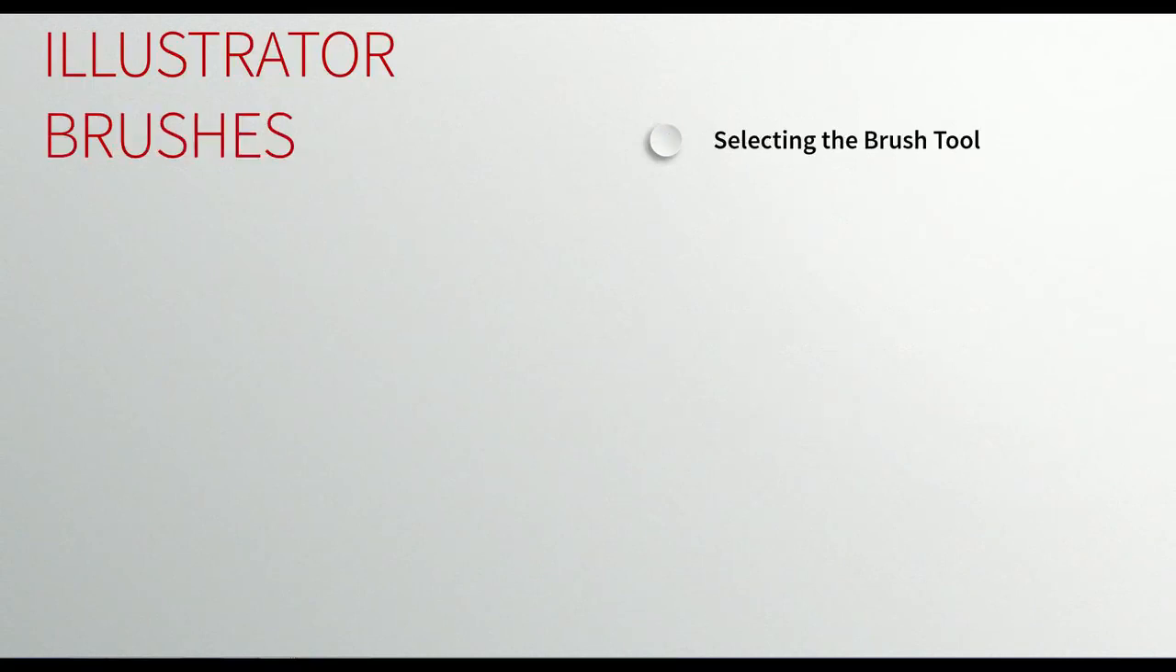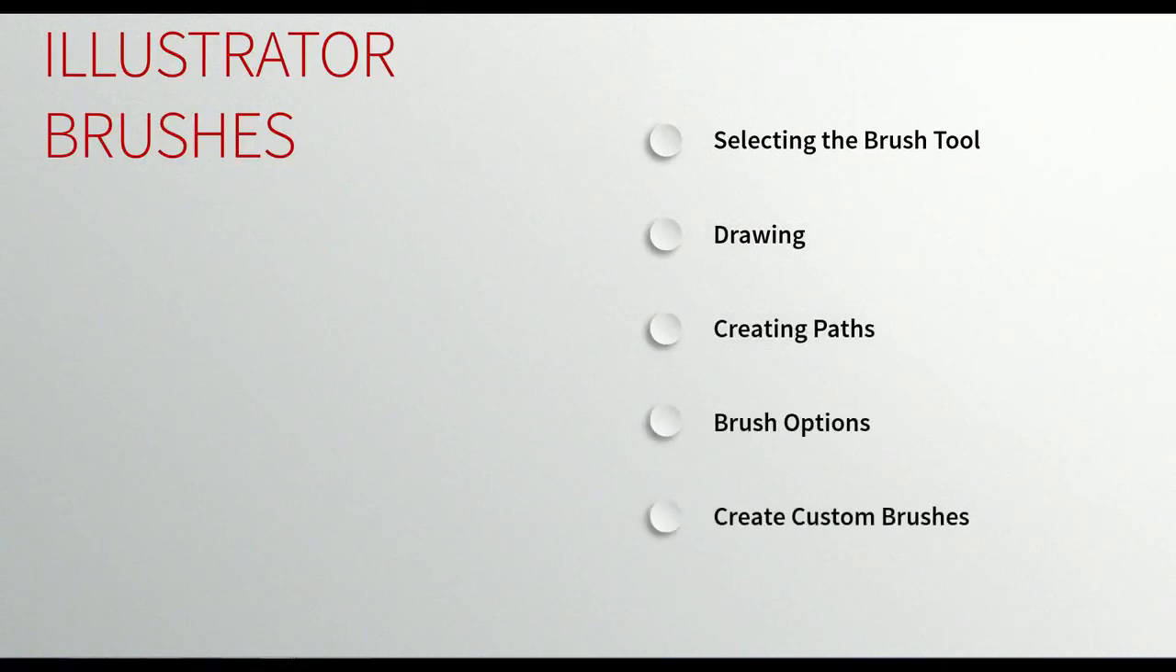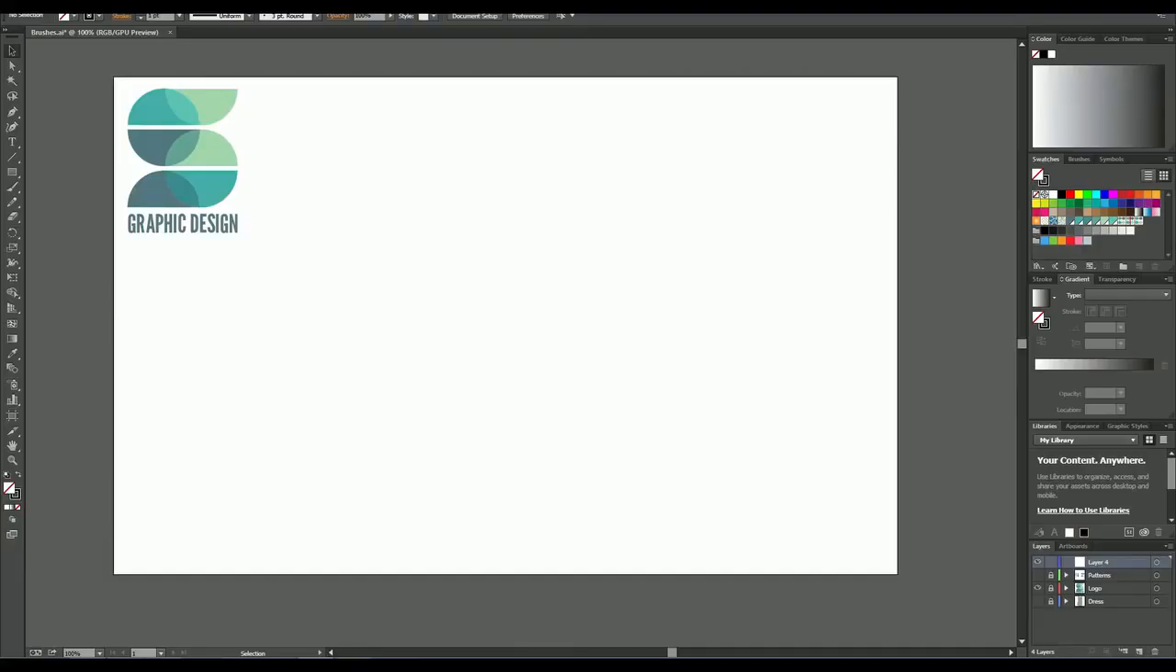Next thing then, guys, moving on to brushes. We're going to be selecting the brush tool, drawing with the brush tool, creating paths, and then using our brush options, and finally creating our custom brushes. You see a lot of designers, especially fashion designers, people like that, using custom brushes. They're a very powerful tool. So I'm going to continue on now with that and switch back to Illustrator again. So now we're going to move on to our brushes part of our tutorial, guys.